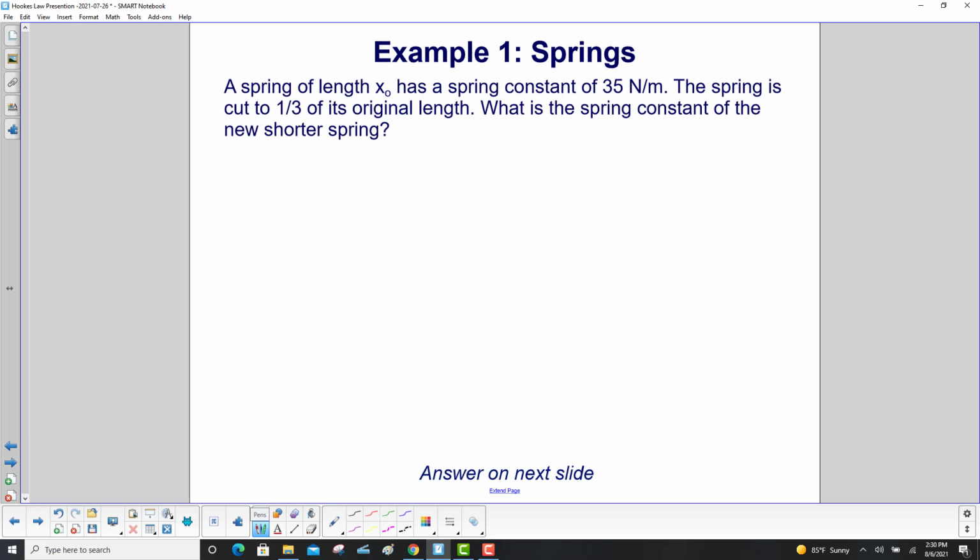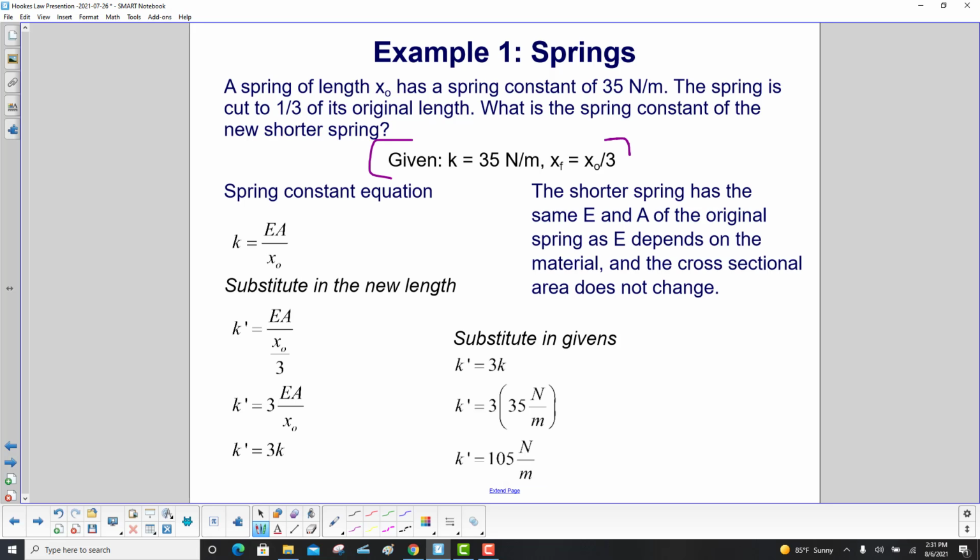A spring of length x0 has a spring constant of 35 newtons per meter. The spring is cut to 1/3 of its original length. What is the spring constant of the new, shorter spring? Here are our givens. And the first thing we say is the new spring is 1/3 of its original length, so x final will be x0 over 3. We have our spring constant equation right here. We substitute in the new length, which is x0 over 3. And then we find that k prime, our new spring constant, is 3 times EA over x0.